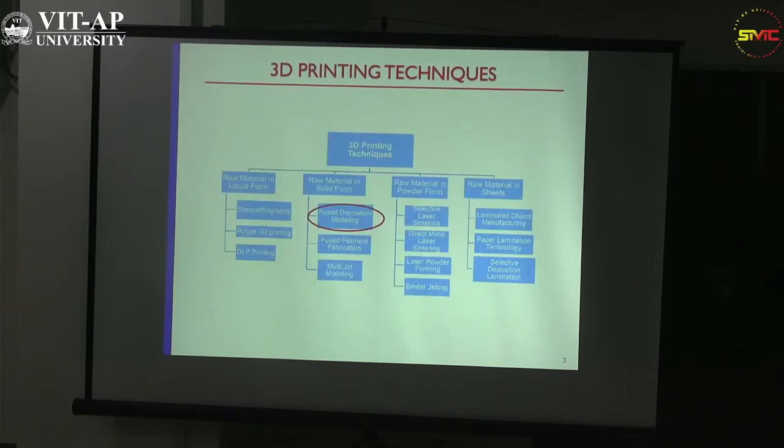Another important thing: there are many 3D printing techniques. It depends on the form in which you take the raw material. You might take the raw material in liquid form or in solid form. On the 3D printers you worked on yesterday, you took the raw material in solid form. Some techniques take it in powder form, or thin sheets also. So these are the raw material forms we take for 3D printing.